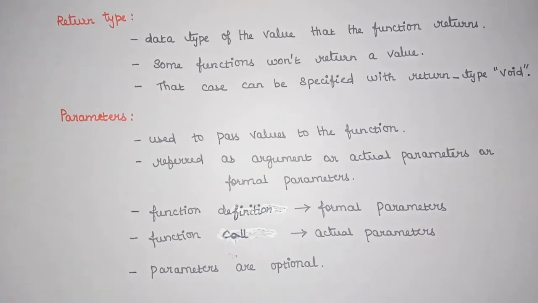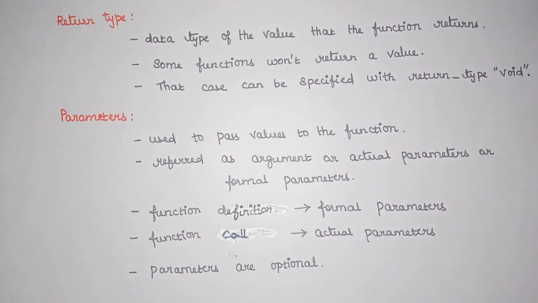Then what is that return type? So return type here is a data type of the value that the function returns. So when you are performing a specific task, the function will return some value. If you are using a certain data type, like integer type of data, then the function will return an integer type of value.